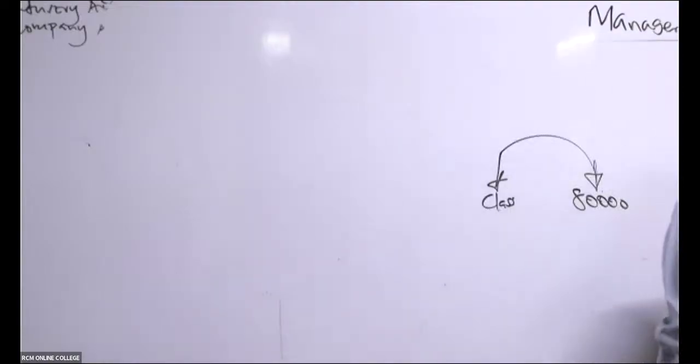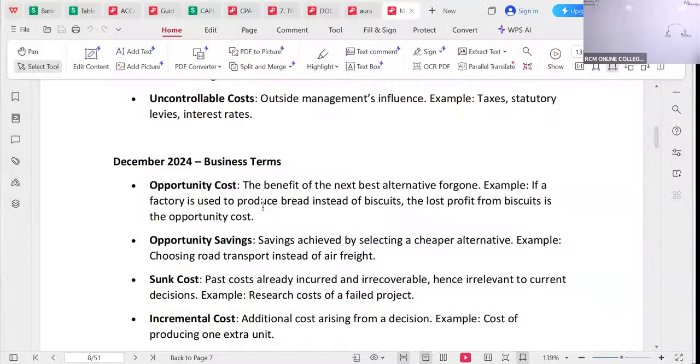Maybe someone would have cut a deal this evening. So opportunity cost is the benefit of the next best alternative foregone. Example, if a factory is used to produce bread instead of biscuits, the lost profit from biscuits is the opportunity cost.